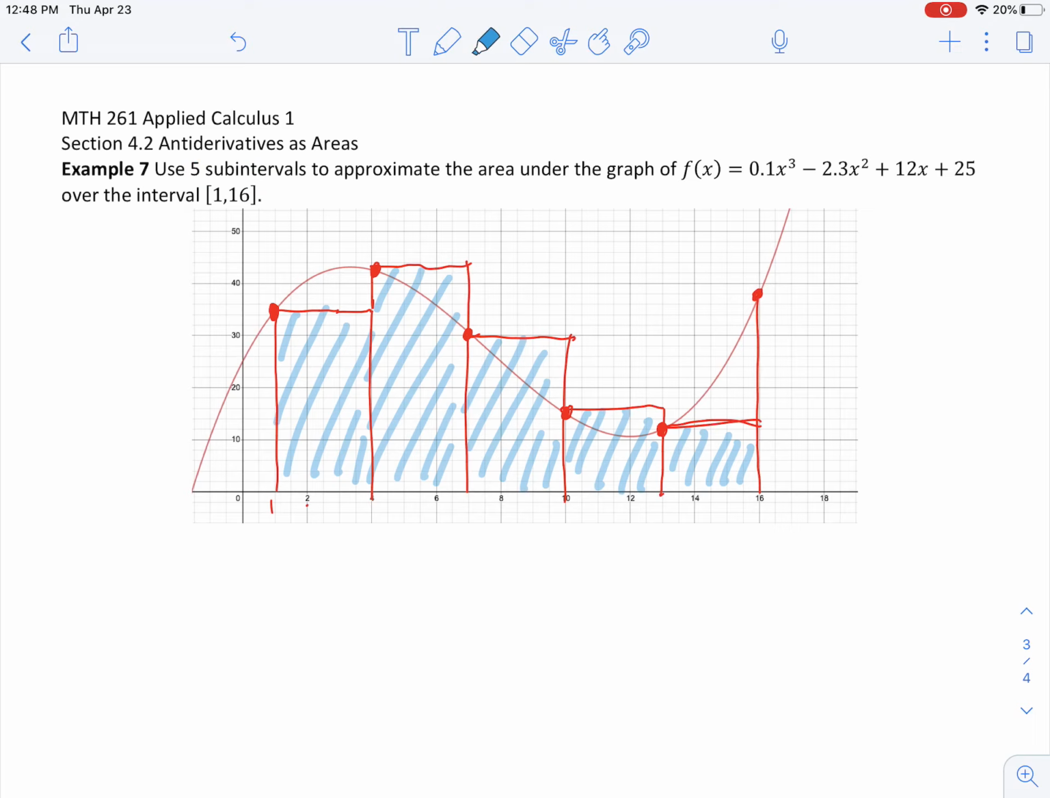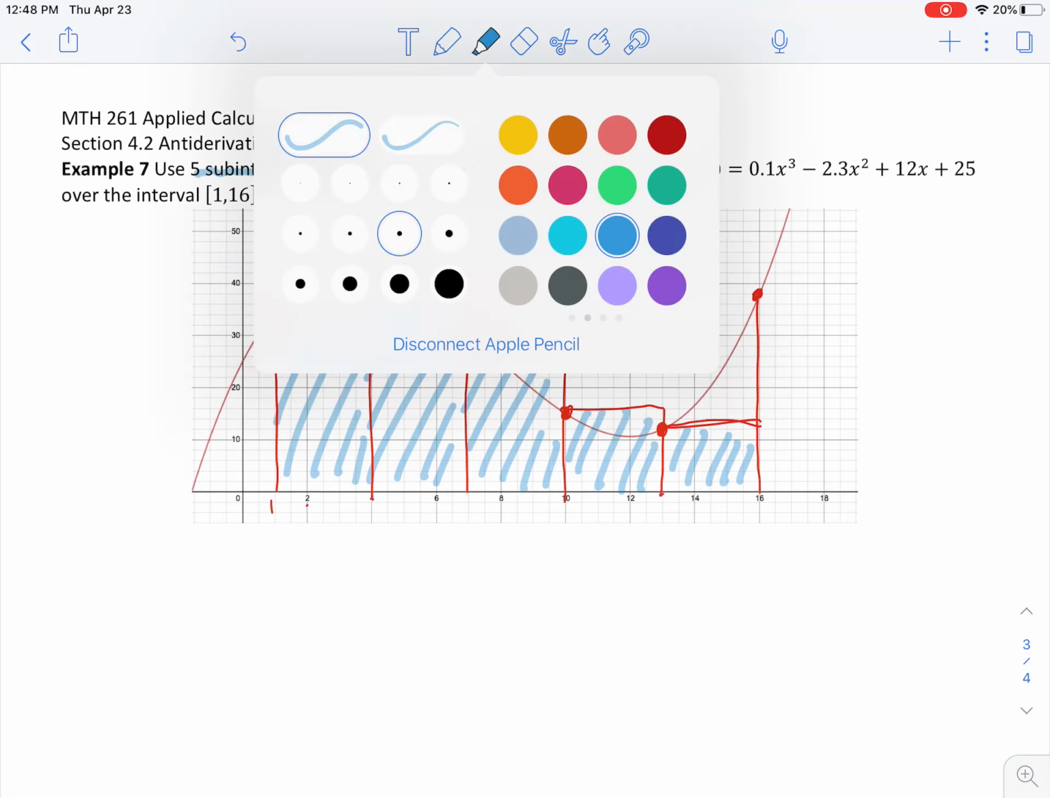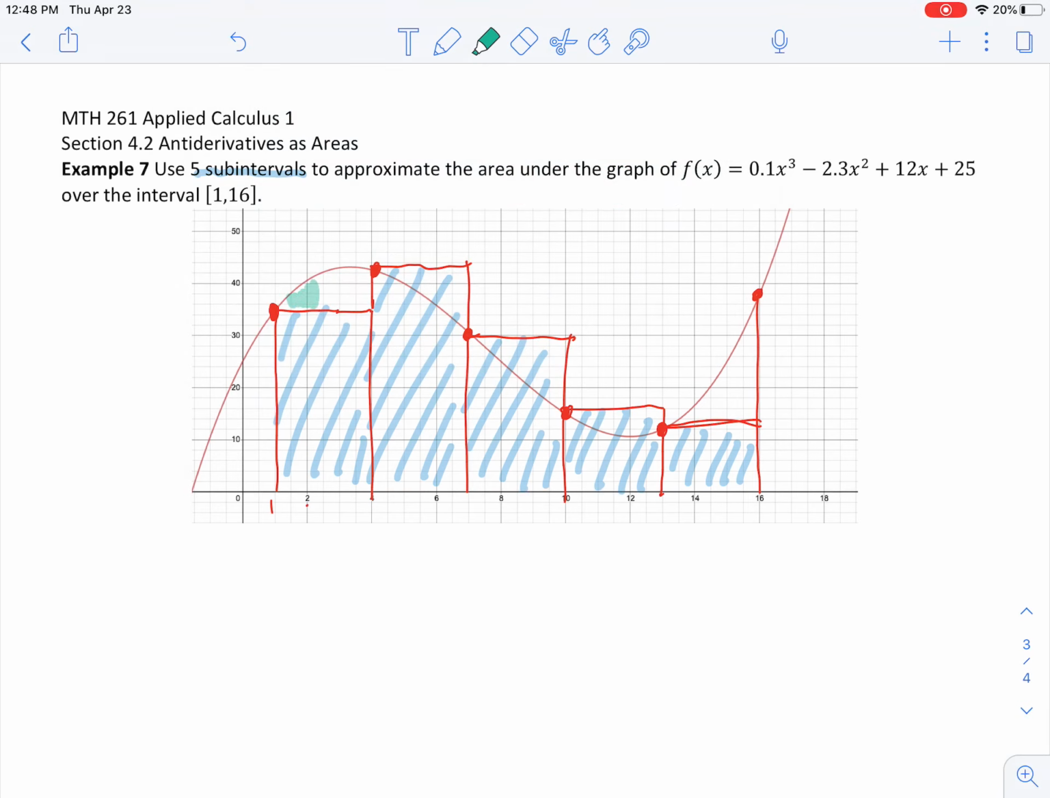As you notice, I'm using the points on this curve to draw these rectangles. So what we're going to do in this lesson is find the area of these blue shaded rectangles. How many rectangles do I have? I have 1, 2, 3, 4, 5. That's what they mean by 5 subintervals. They're going to ask you to draw 5 rectangles, find the area of them, and add them together. And that's how we're going to estimate the approximate area under the curve.